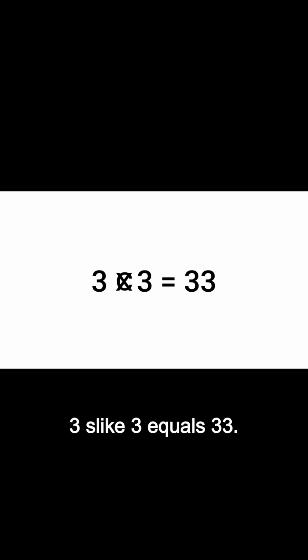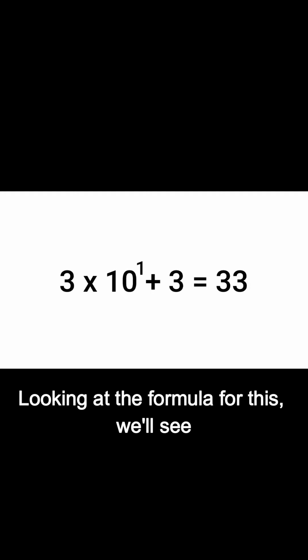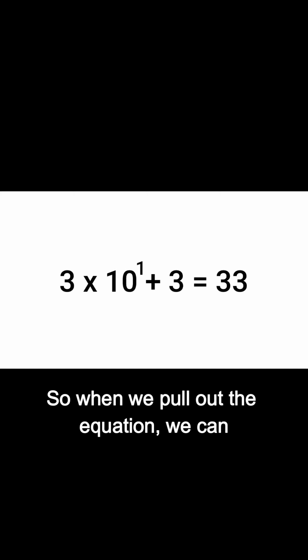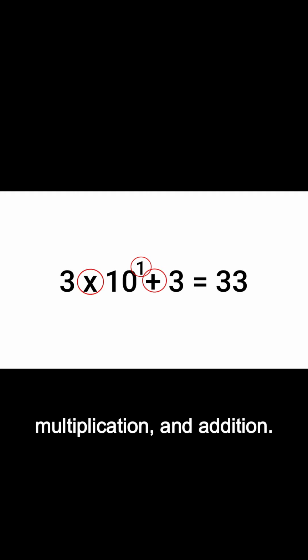3 Slike 3 equals 33. Looking at the formula for this, we'll see it's 3 times 10 to the power of 1 plus 3. So when we pull out the equation, we can just see its basic exponents, multiplication, and addition.